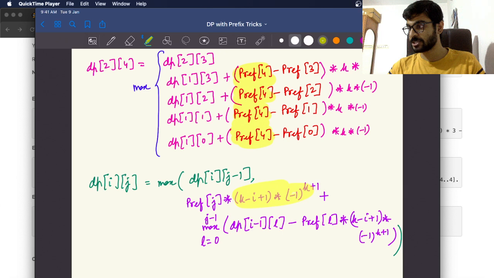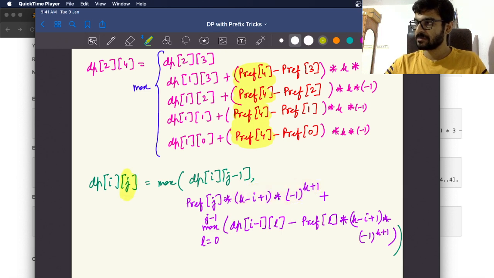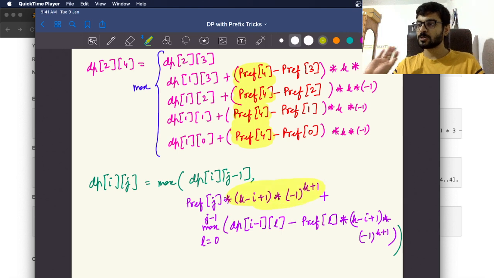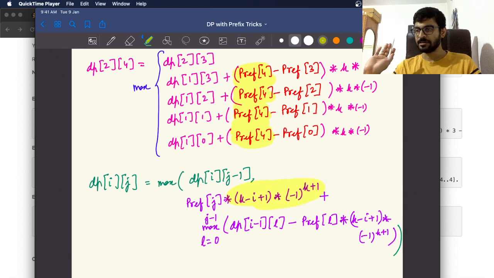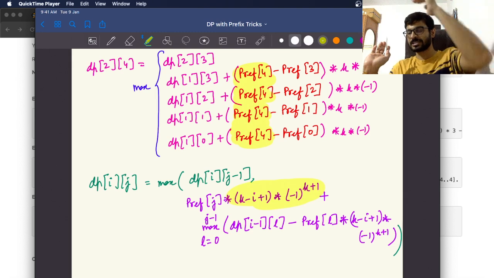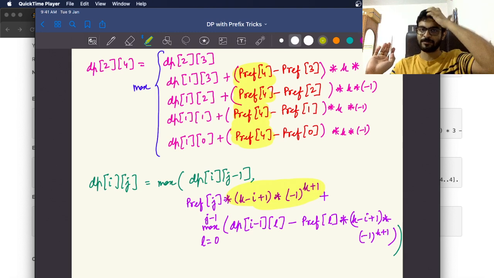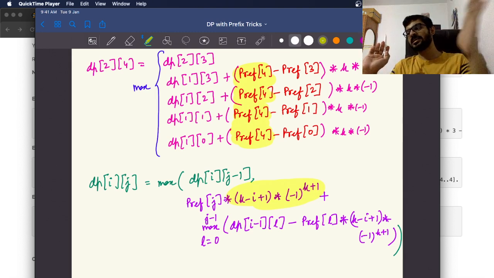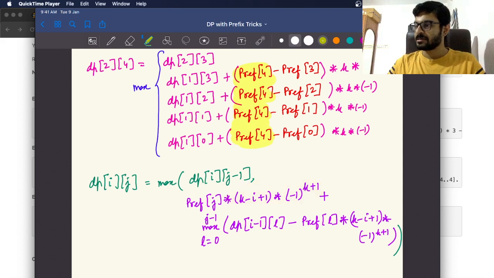This is a factor which I need to multiply, and this is a factor common for the entire J. There is no change in this factor. This is independent of J. This is only dependent on I, K and I. So for any I, I can do this at a stretch. I can say, okay, from the first J till the last J, I can keep on computing this in the same prefix kind of way.